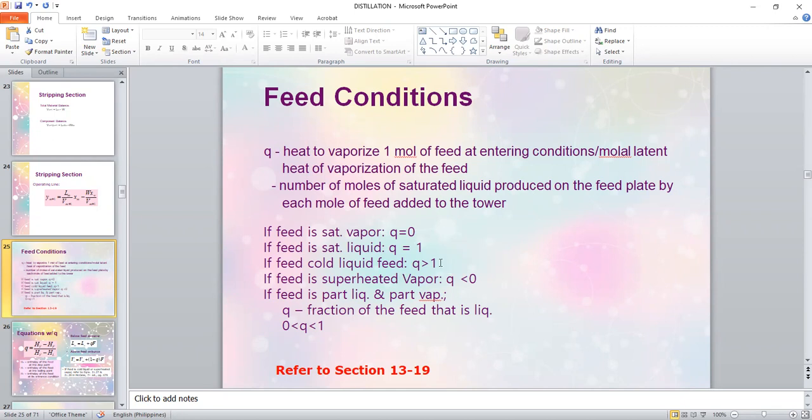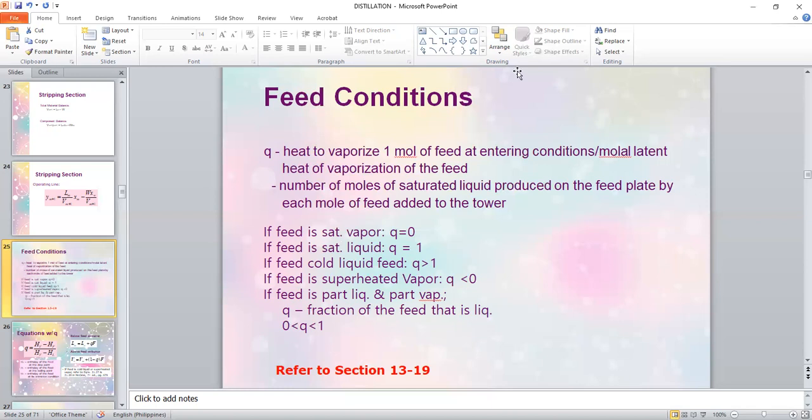If it's other than this, if it's less than 1, then probably there's some error in the manner you determine your Q. Now, how do we determine this, Miss Ali? Of course, there's a formula used in determining this one. Okay, for cold feed. For superheated vapor, the Q is less than 0. Now, if the feed is part liquid and part vapor, Q is the fraction of the feed that is liquid.